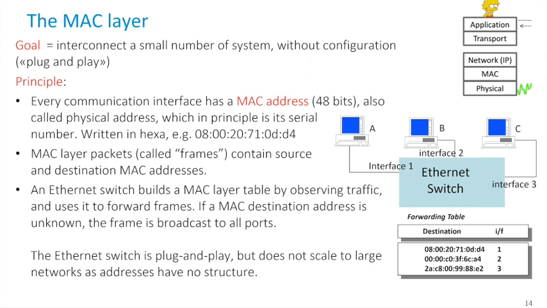The next time that A sends a packet to B, it will not be broadcasted. It will be going directly via the switch to B, because now B has an entry in its table and it says it's on interface number 2 on port 2. This table is learned and it is put in what is called a cache. So this forwarding table is a cache.